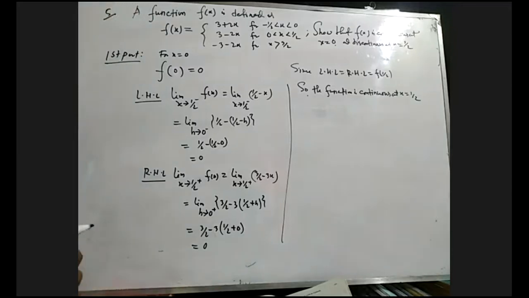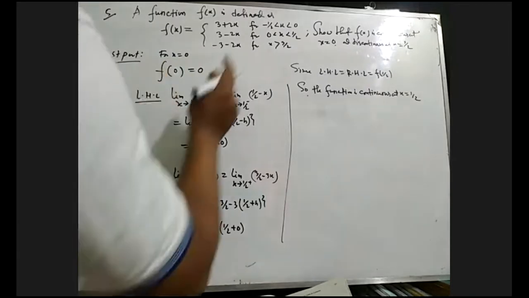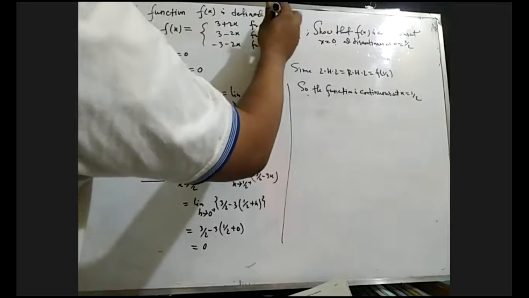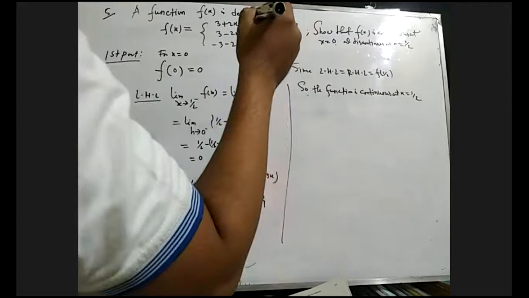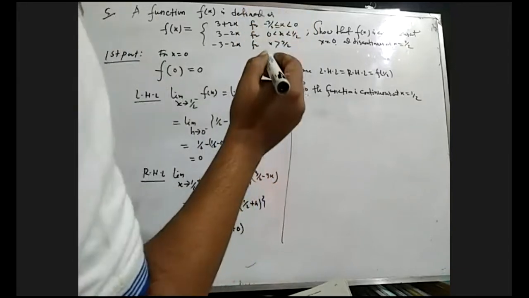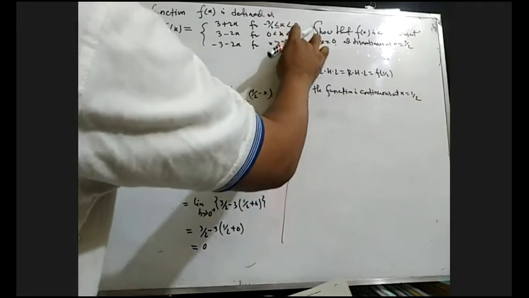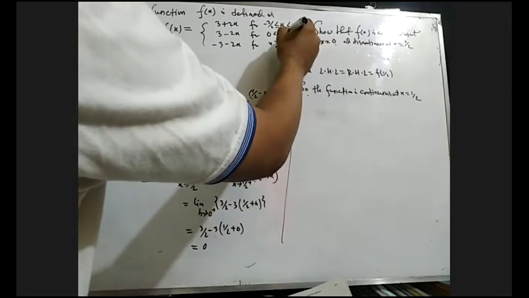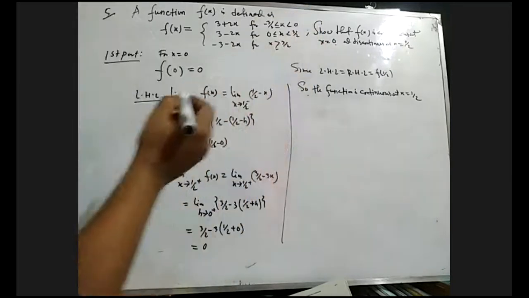At x equals 0, f of 0 equals what? Actually, the functional value, there is a mistake: minus 3 by 2. This will be minus 3 by 2 less than or equal to x, less than 0, and this will be 3 by 2. This is also less than or equal to x, and x greater than 3 by 2.